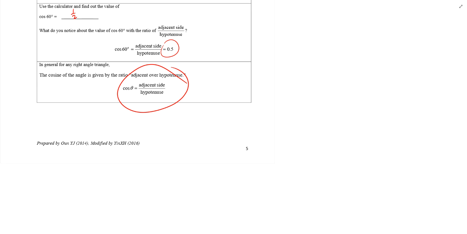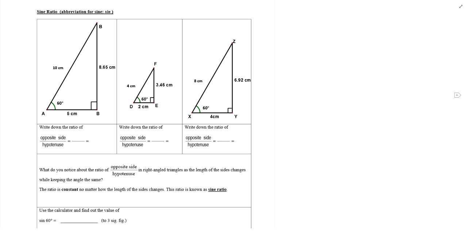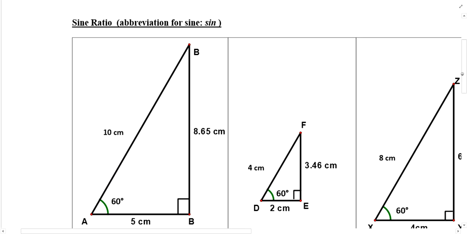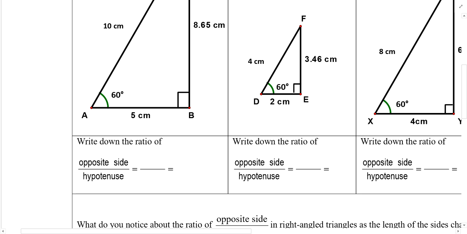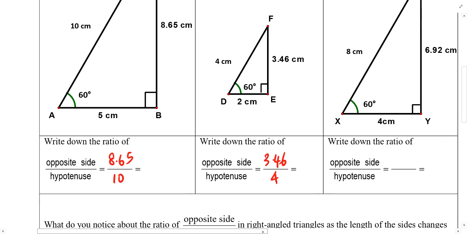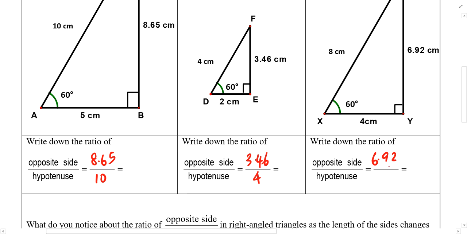One last one. It is known as sine. Okay, so same thing. Opposite 8.65 divided by 10. 3.46 over 4. 6.92 over 8. 0.865.